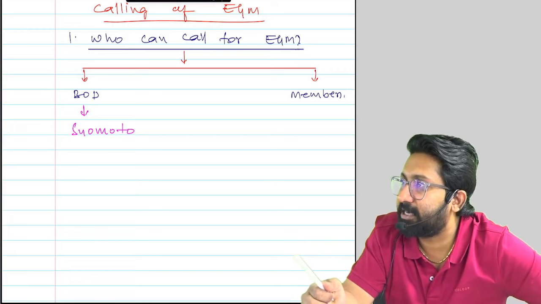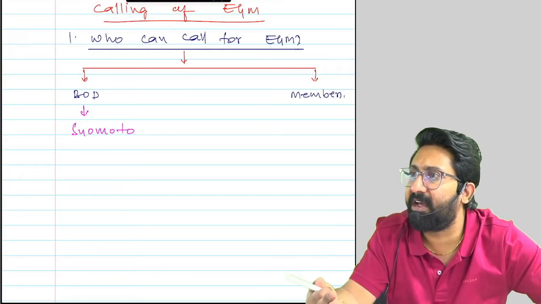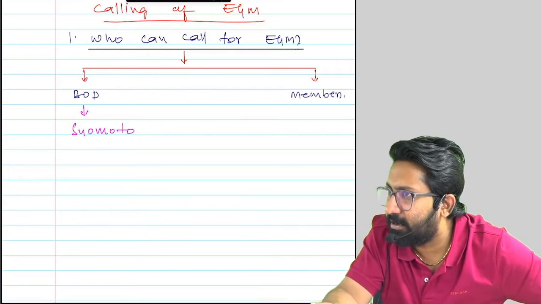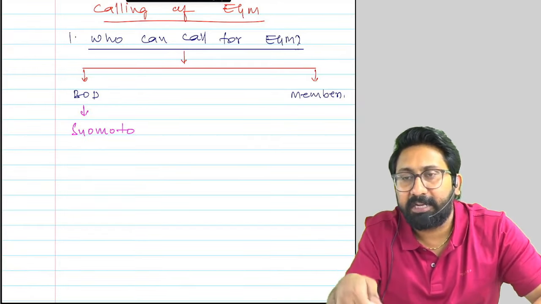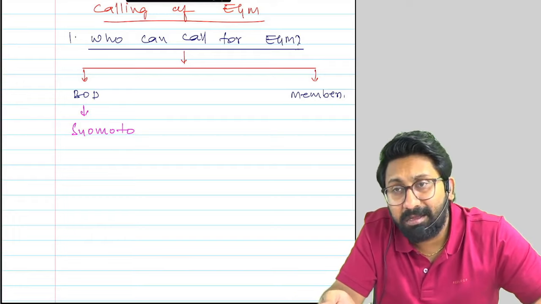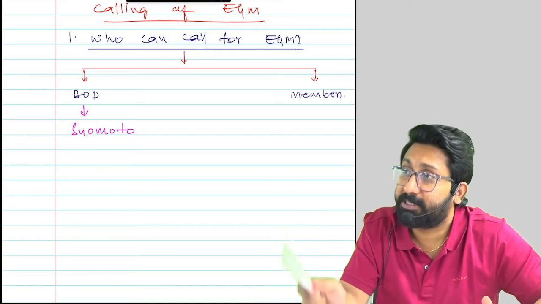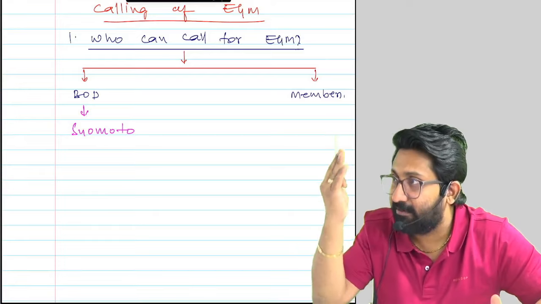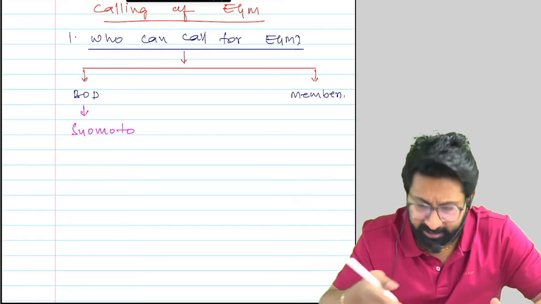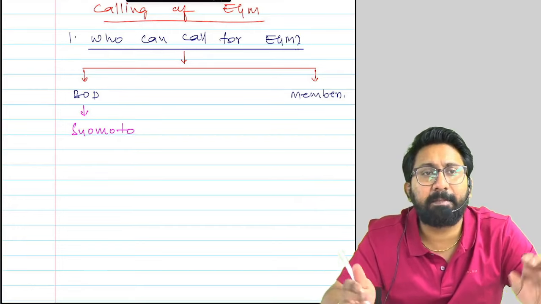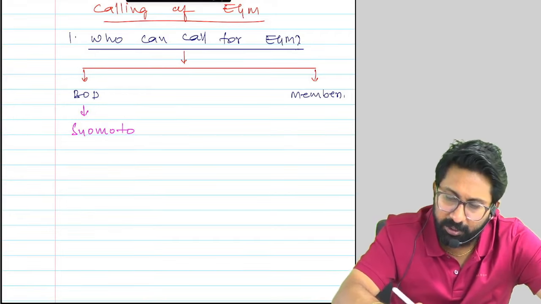Yesterday we read in the incorporation chapter: change of name, change of registered office, change of objects. What is the first approval required? Board only will call; a board meeting will be conducted. Next, whose approval? Shareholders, by passing a special resolution. So who should call an EGM? Board of directors. In 90% of the cases, the board will call the EGM. Understood the point or not? So the board, suo moto, can call.